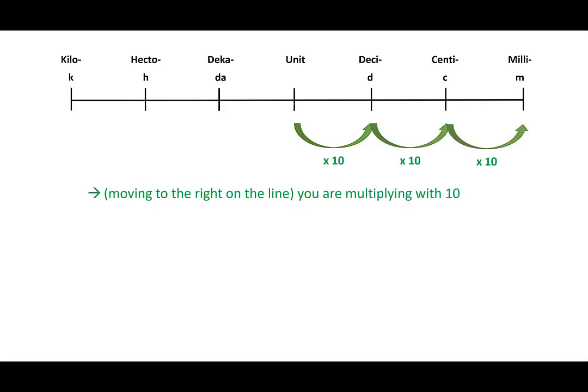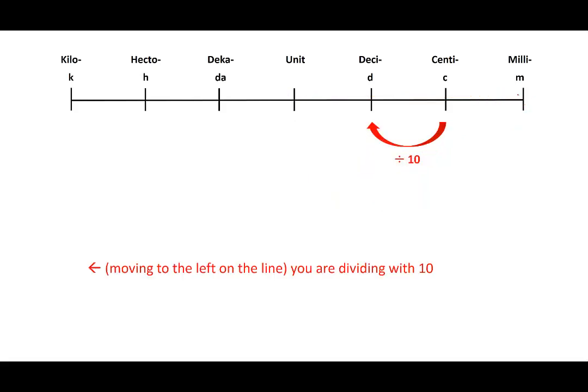10 for every step. So if I moved all the way from the base unit over here to milli, well, I moved to the right 3 steps. Well, 10 times 10 is 100, and 100 times 10 is 1,000. So I effectively multiplied with 1,000, moving from here to here. If I move to the left on the number line, well, then I'm just dividing with 10 for each step. And so I think we get the picture.